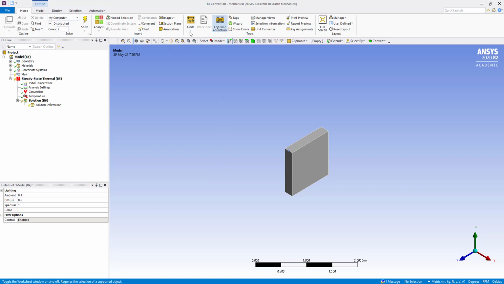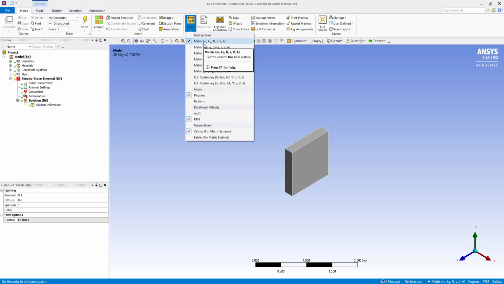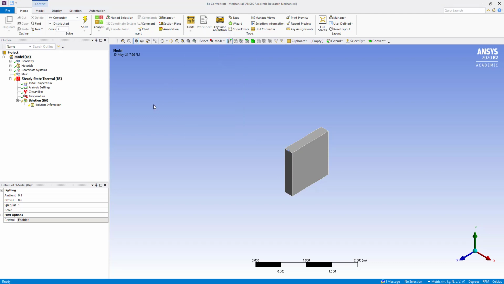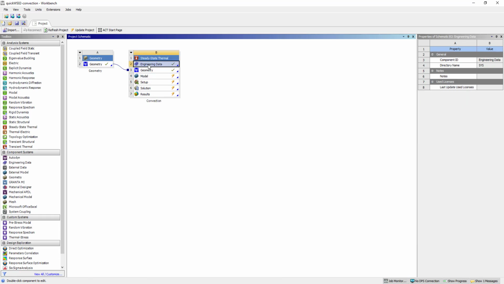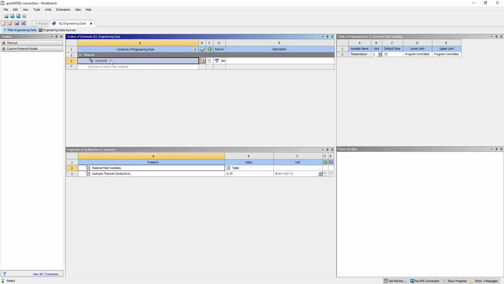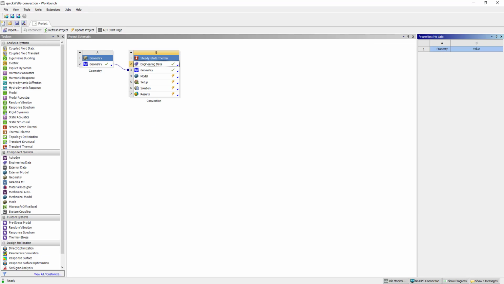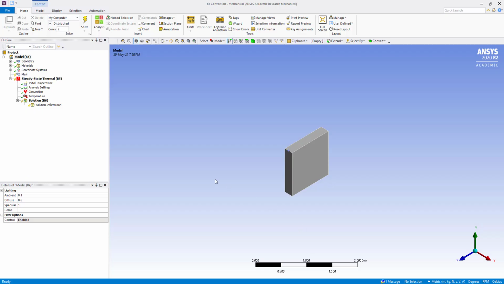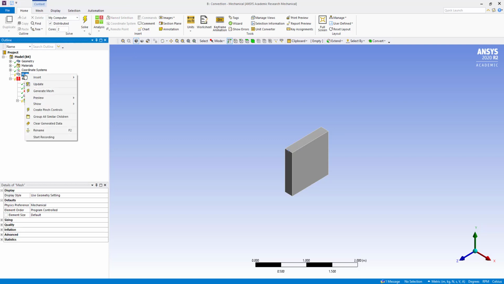First we have to check this unit that is in metric, and if we go to the project window, in engineering data we can also check that the material is concrete, and its thermal conductivity is 0.72 watt per meter and degree centigrade or Kelvin. Now we are closing this one and coming to the same in the mechanical window. Here, first we are going to generate mesh.